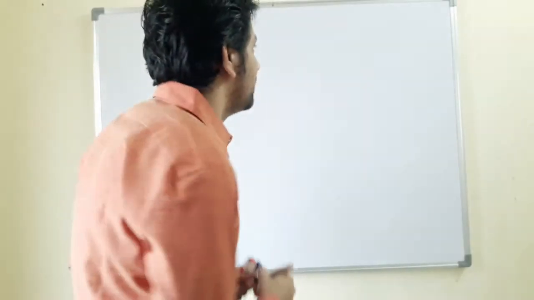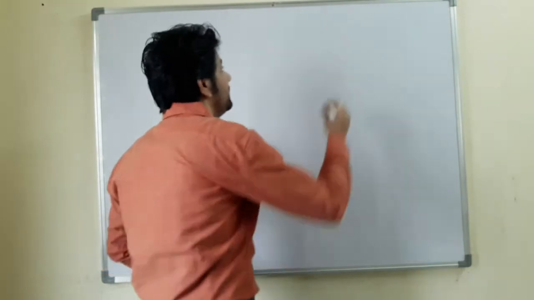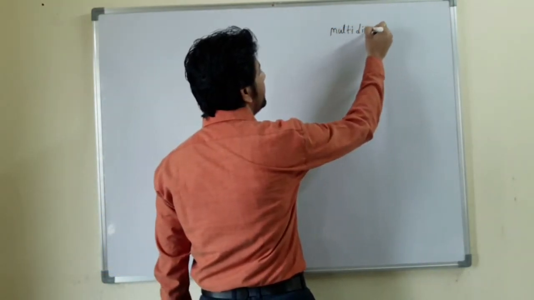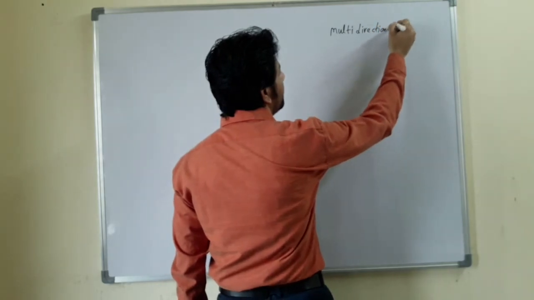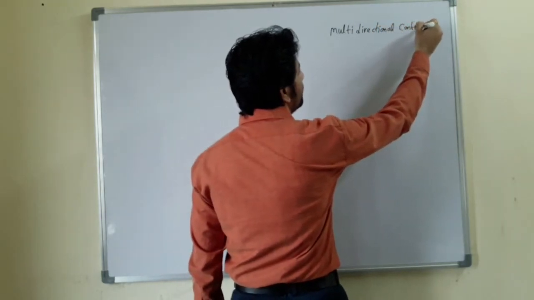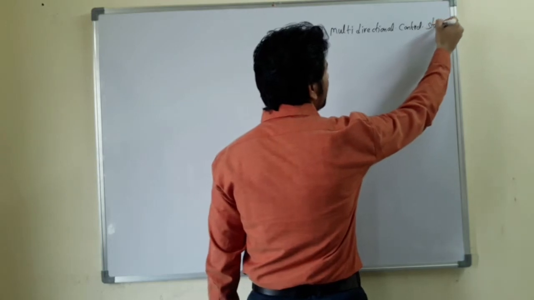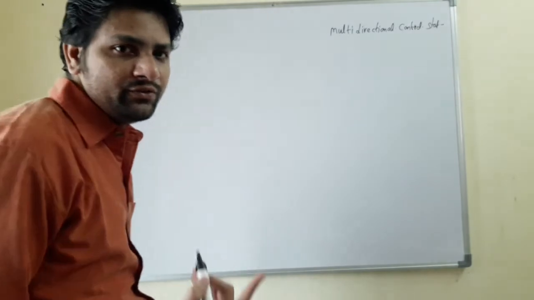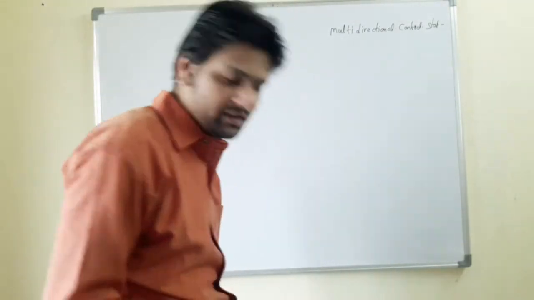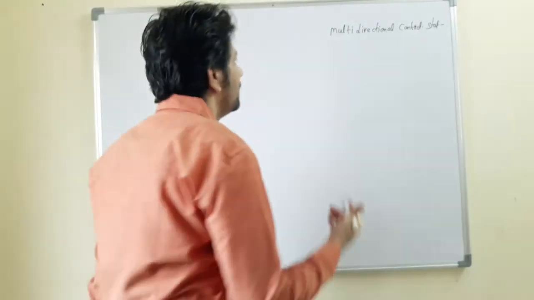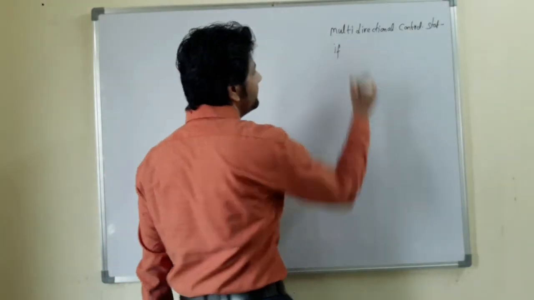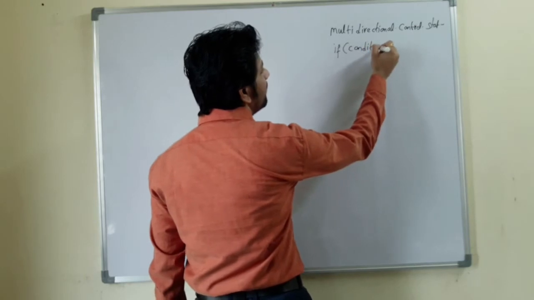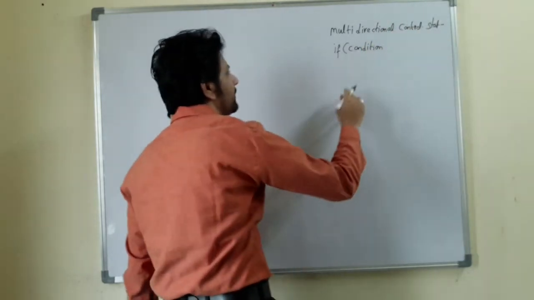Control statements. Here I am writing the syntax for the multi-directional control statements. What is that? There are two things: multiple if and if else ladder will come. The syntax is if condition 1, 2, and so on. Any number of conditions will be there.